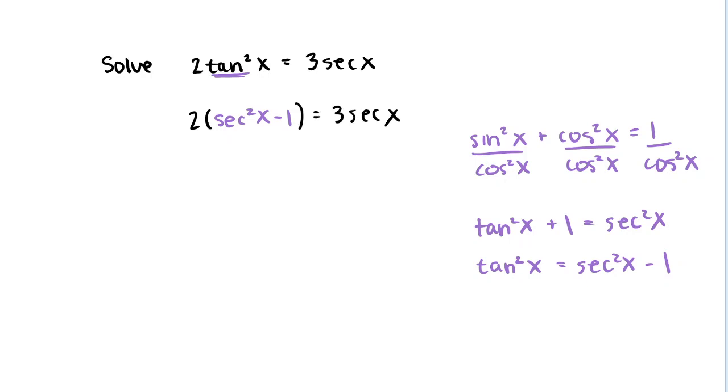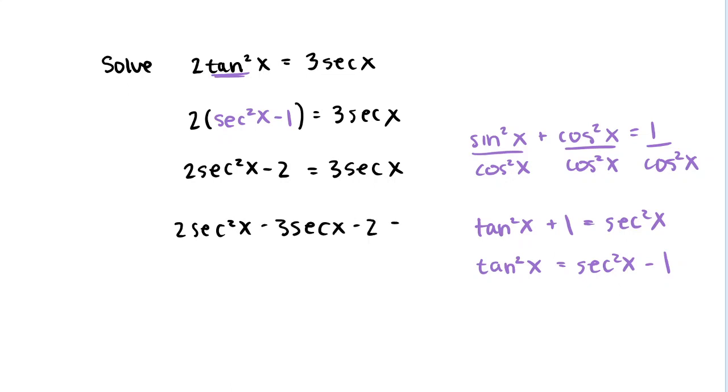We want to solve this new equation now. And so let's distribute this 2, giving us 2 times secant squared of x minus 2 is equal to 3 times secant of x. And then subtracting 3 secant of x from both sides gives us 2 times secant squared of x minus 3 times secant of x minus 2 is equal to 0.